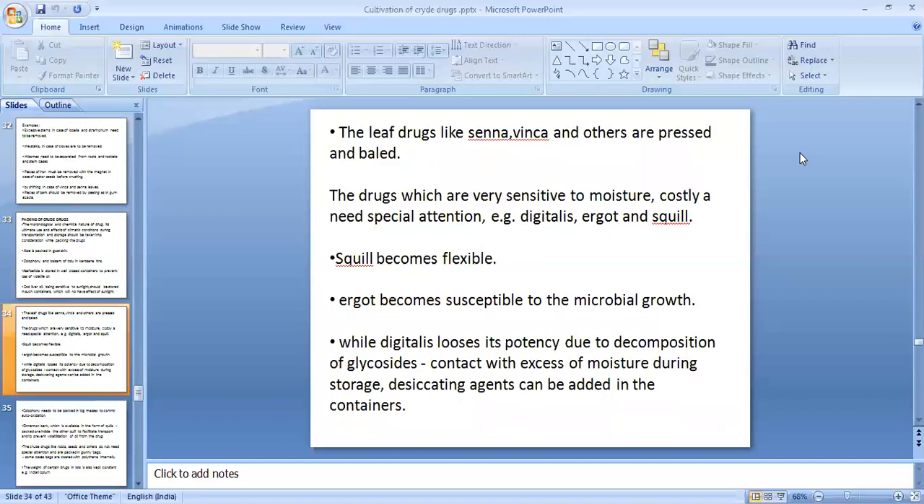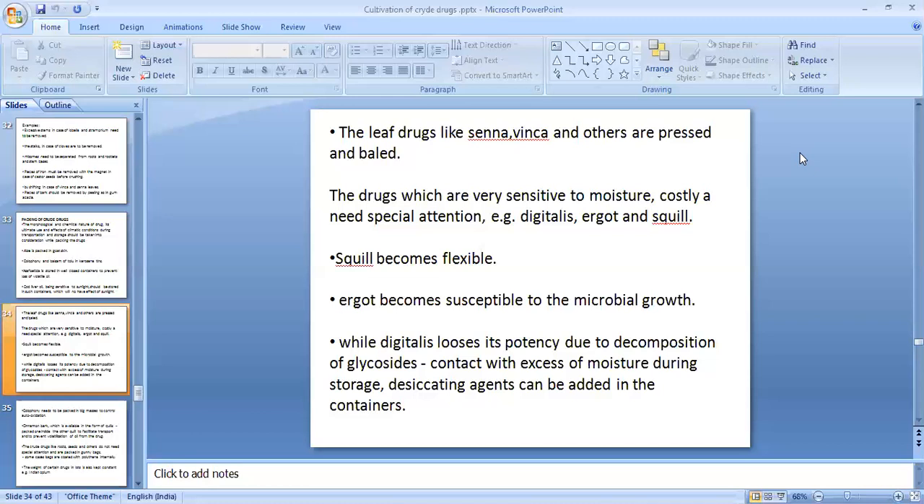And the leaf drugs, usually after proper drying, are pressed and baled. And in case of some of the drugs, the amount of moisture present is also very important. That is why I told you drying is an important process or criterion in the processing of crude drugs. For example, if you take drugs like digitalis or ergot or squill, if the moisture content is more, what are the problems you are going to face? If the moisture content in squill is more, it becomes flexible. In ergot, it becomes susceptible to microbial growth.